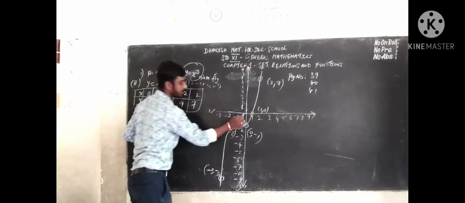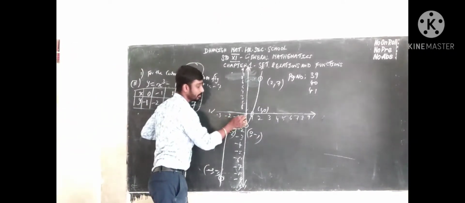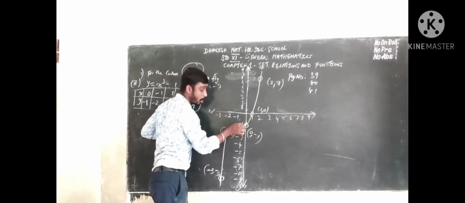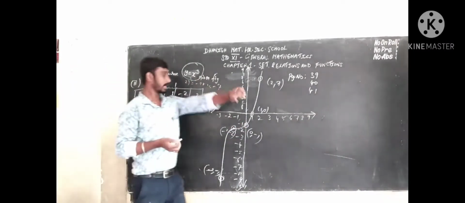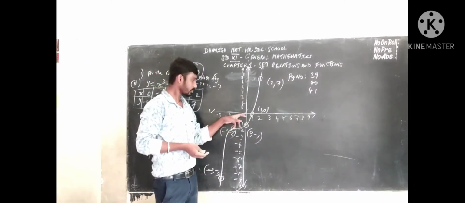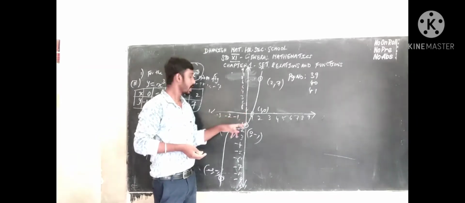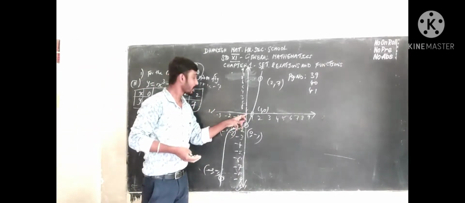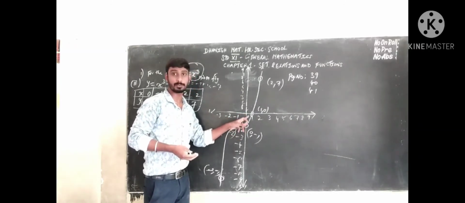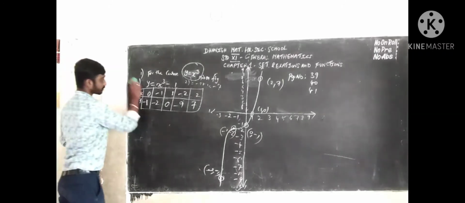Here it does not go through the origin. It is shifted one point downwards. If the value is plus, the graph shifts one point upward. Here we are getting minus, so we find the shift of one point downward. So, let's go to the next question.